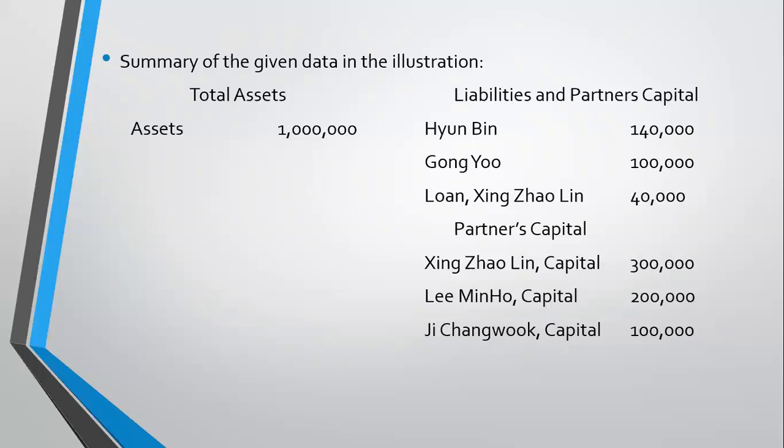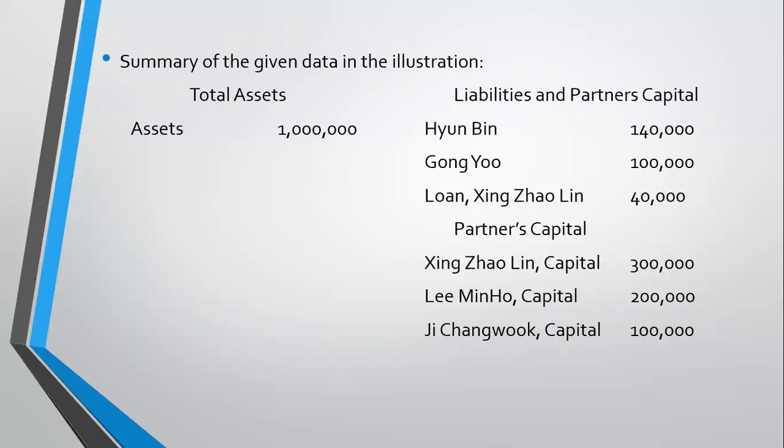Siya yung inside creditor. Bakit? Kasi isa siya sa partner. And it so happened na meron siyang pinautang sa partnership na 40,000. Now, as far as the partner's capital is concerned, Sing Shaolin, capital is 300,000, Li Minho is 200,000, and Ji Changwok is 100,000.